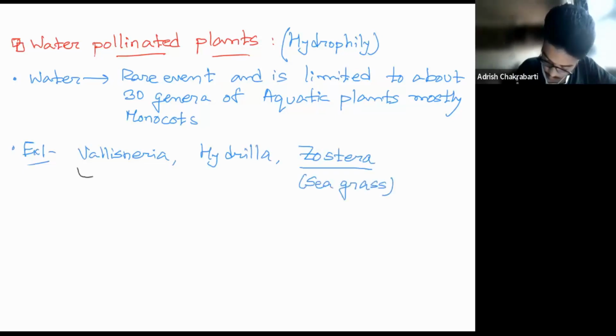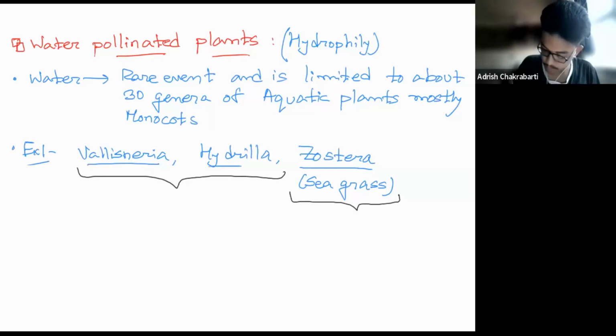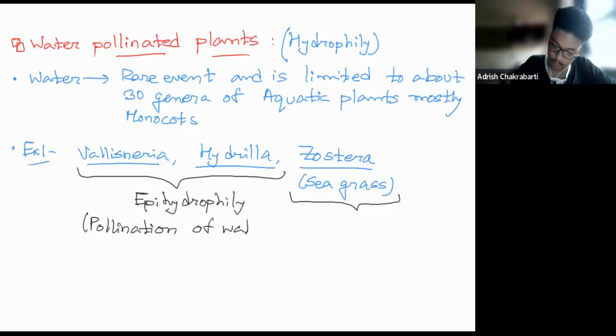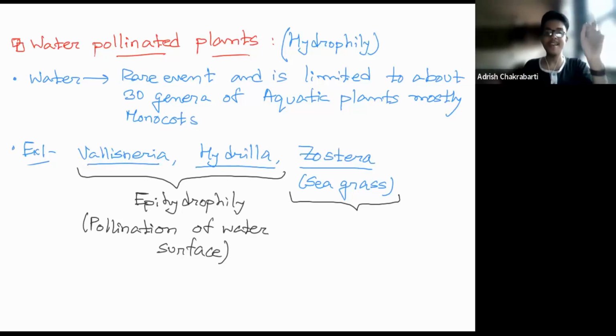Now here we have a highlight concept. Vallisneria and Hydrilla are scientific names, so they are required to be underlined. In Vallisneria and Hydrilla, what are we observing? We observe epihydrophily. What exactly is epihydrophily? Pollination on the water surface. After all the study we have done today, the phenomenon of pollination should be pretty clear: the transfer of pollen grains from anther to stigma. So in Vallisneria and Hydrilla, pollination is occurring on the water surface.